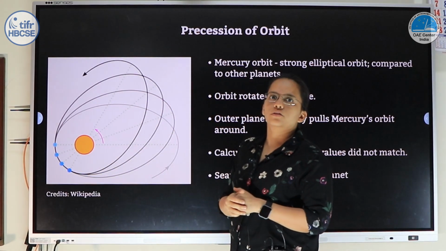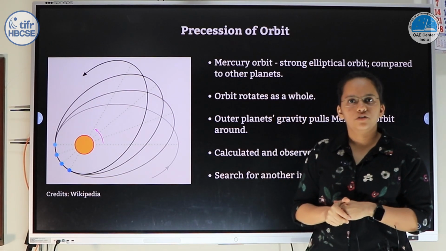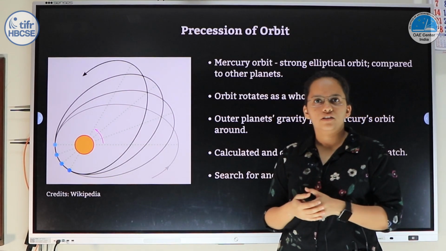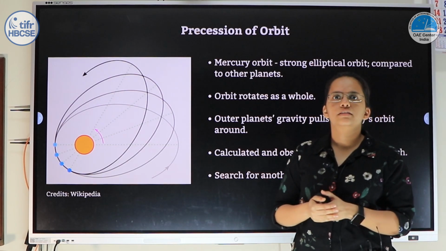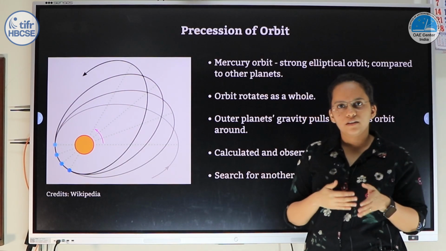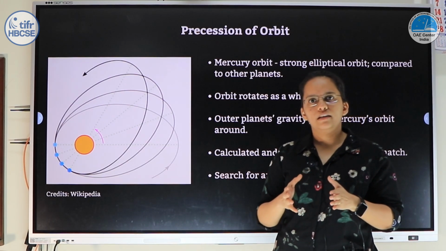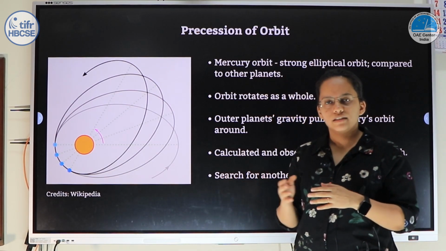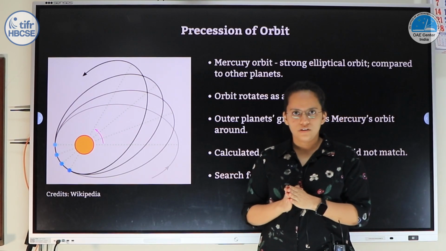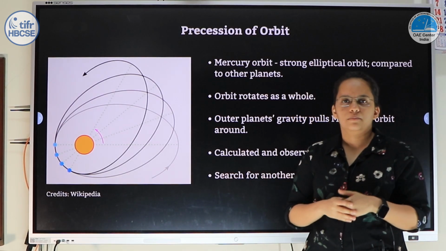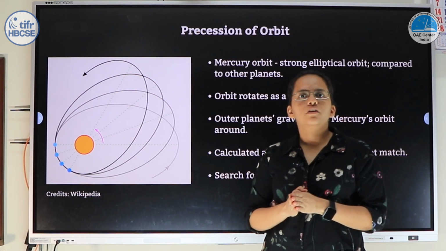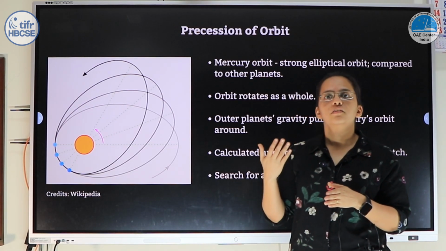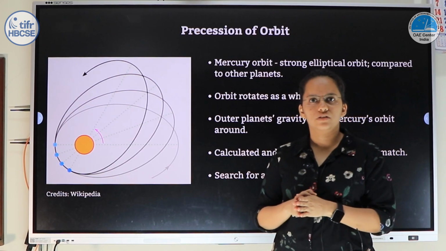The reason for this was thought to be that apart from the gravitational force that Mercury experiences from the Sun, all the other planets, that is all the outer planets, also exert some force on Mercury, because of which the orbit precesses. Now, the rate of this precession was calculated to be some value, but this value did not match the one found from the observations.